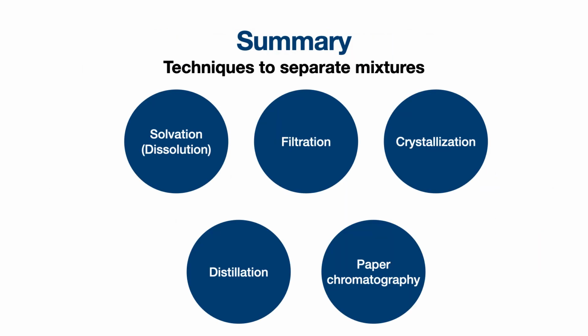To wrap up, understanding these 5 techniques: solvation, otherwise known as dissolution, filtration, crystallization, distillation, and paper chromatography is crucial for IB chemistry students. These methods give us the tools to separate substances effectively based on their unique properties, like solubility and boiling points.